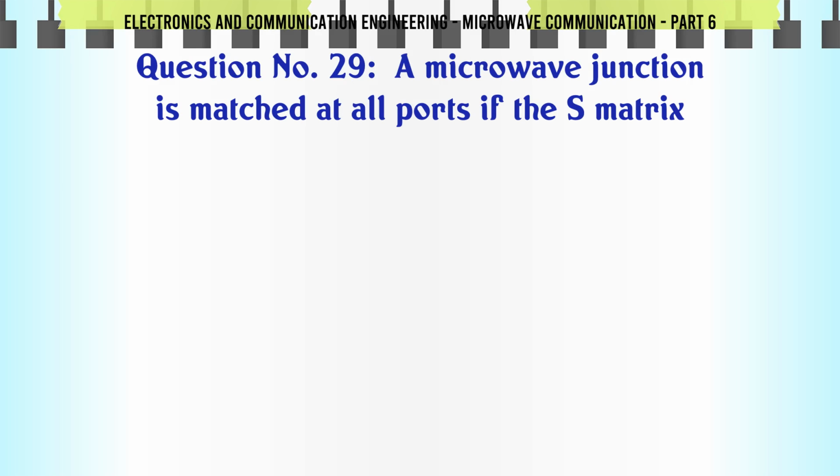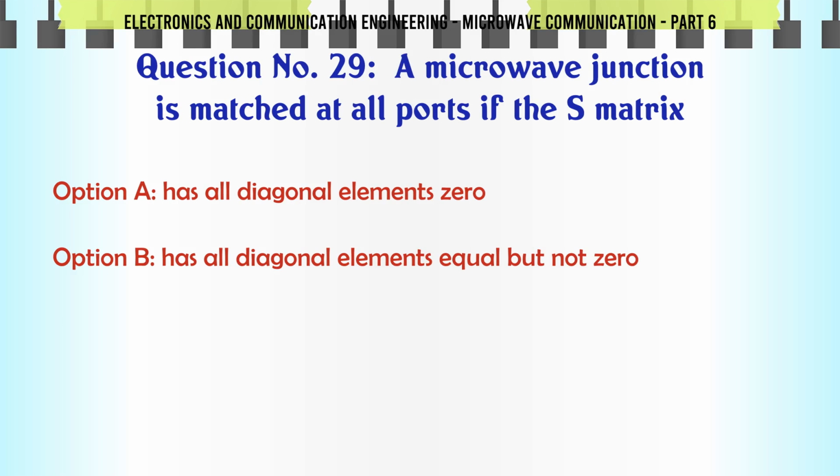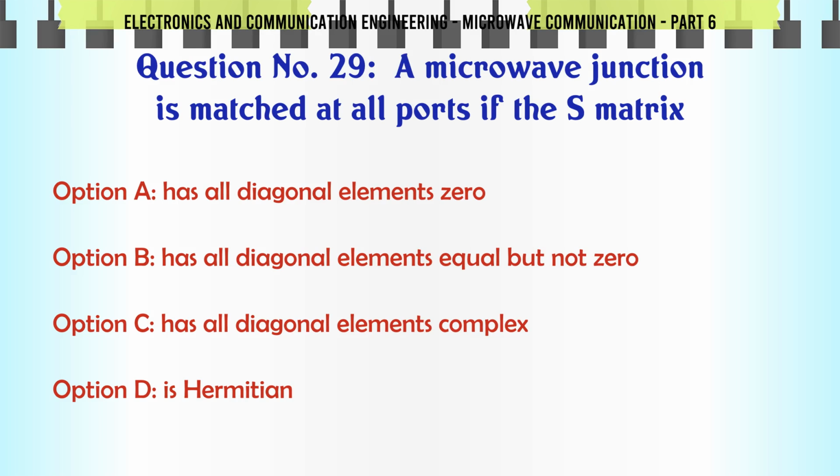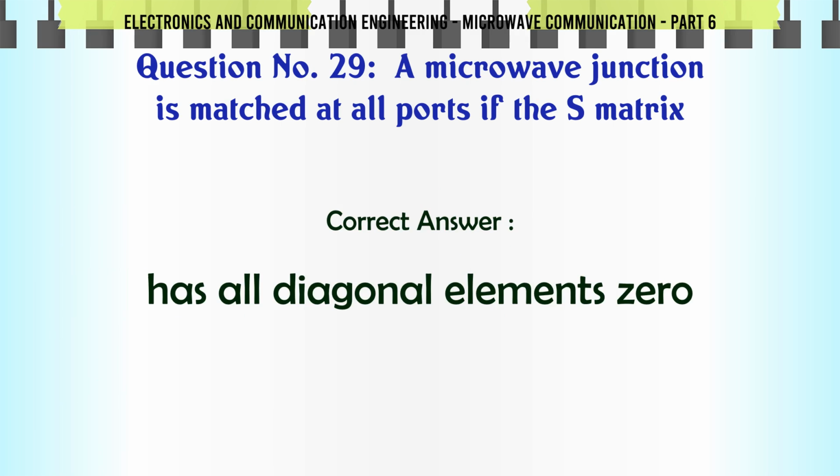A microwave junction is matched at all ports if the S matrix A: has all diagonal elements 0, B: has all diagonal elements equal but not 0, C: has all diagonal elements complex, D: is Hermitian. The correct answer is has all diagonal elements 0.